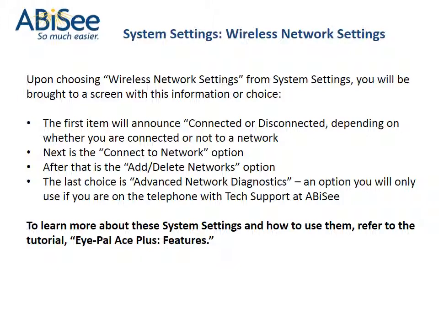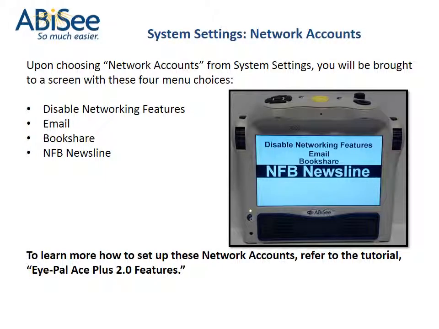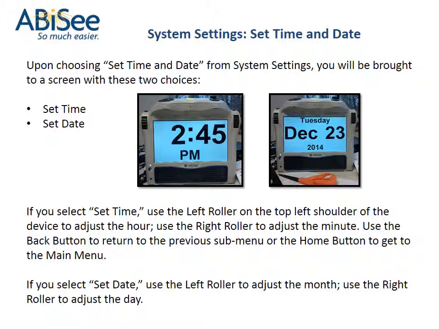PalAcePlus features. System settings, network accounts. Upon choosing network accounts from System Settings, you will be brought to a screen with these four menu choices: Disable networking features, email, Bookshare, and NFB Newsline. To learn more about how to set up these network accounts, refer to the tutorial. PalAcePlus 2.0 features. System settings, set time and date.